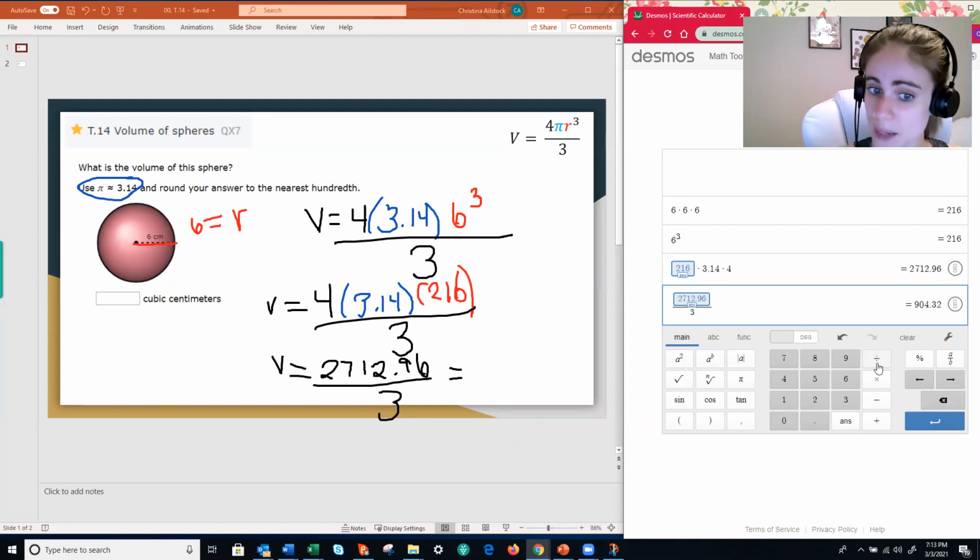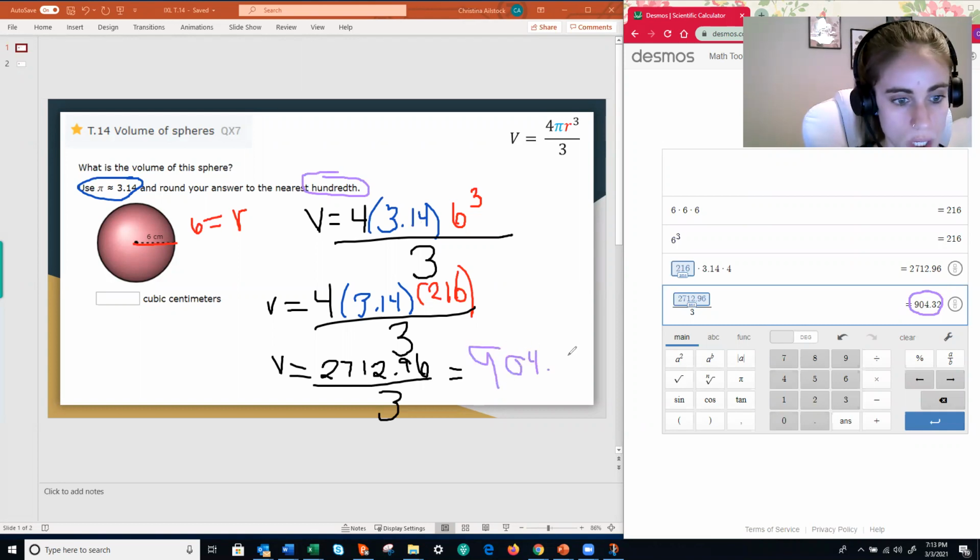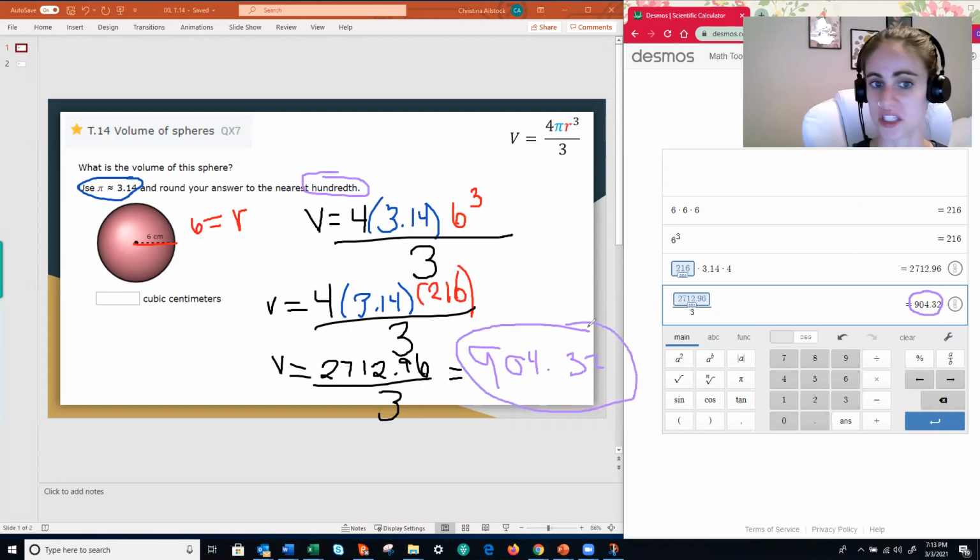And sometimes it's nice and we don't have to do any rounding because we're being asked to round to the nearest hundredth, and our answer was given to us in the nearest hundredth. But if we needed to round, we would have to do so. But in this case, we don't. So the volume of this sphere is 904 and 32 hundredths cubic centimeters. That's not too bad, right?